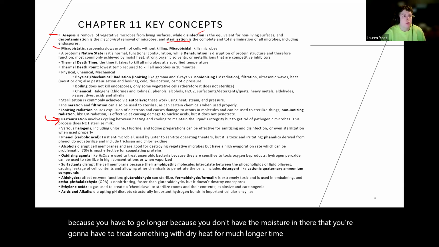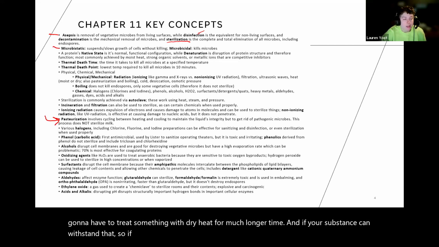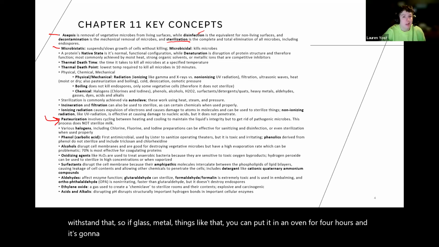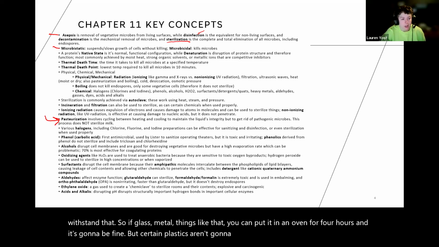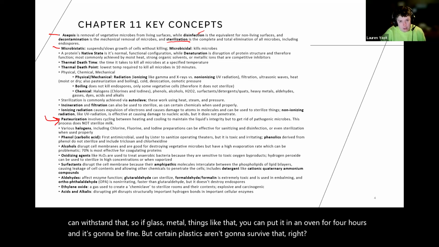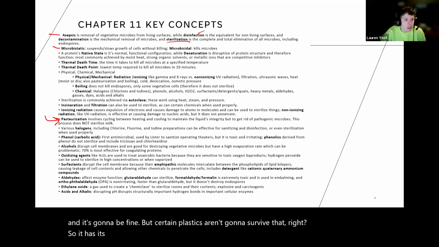And if your substance can withstand that. So if it's glass, metal, things like that, you can put it in an oven for 4 hours and it's going to be fine. But certain plastics aren't going to survive that, right? So it has its limits. Ionizing radiation, it's not necessarily cheap to always just do that.